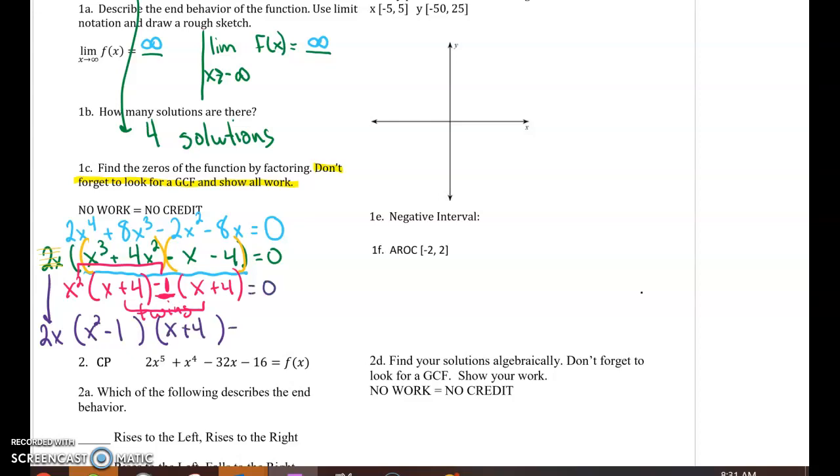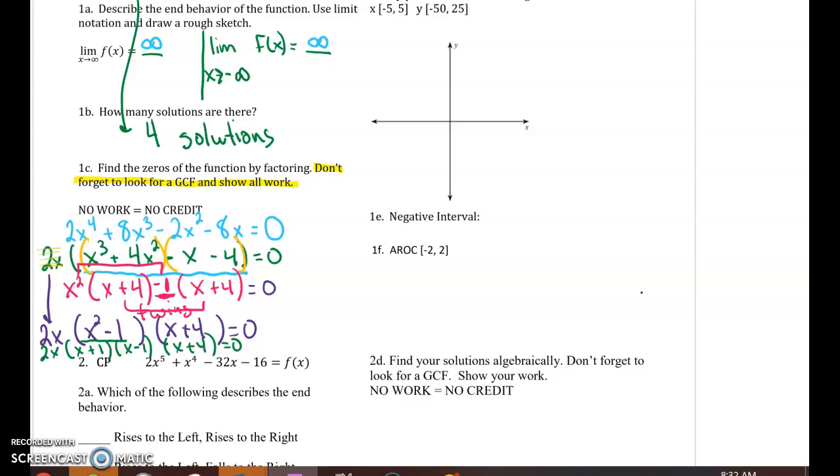Again, this has been equaling 0 the whole time because it does say find the zeros. It's just a good idea for later on in this chapter that this x squared minus 1, you could factor further. If I bring everything down one more time, I'm going to have 2x, and x squared minus 1 turns into x plus 1 and x minus 1. And then bringing down that x plus 4, I am now going to get my 4 solutions.